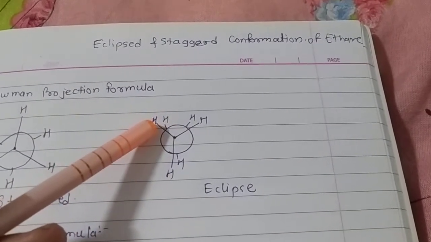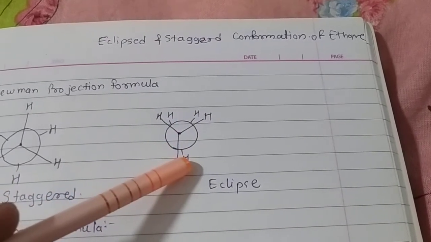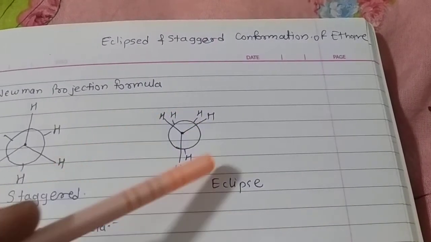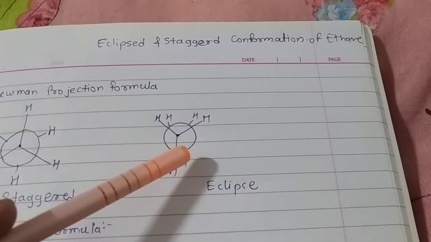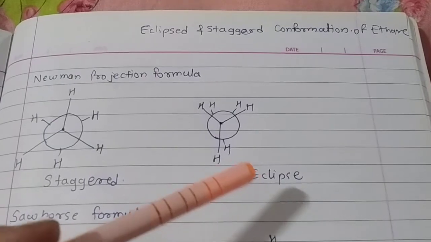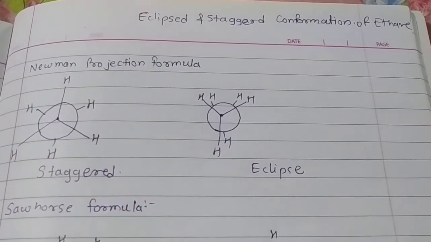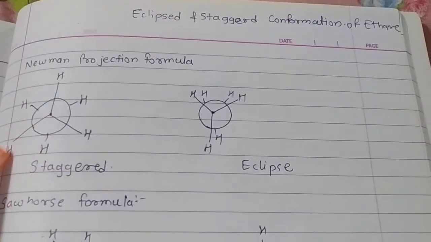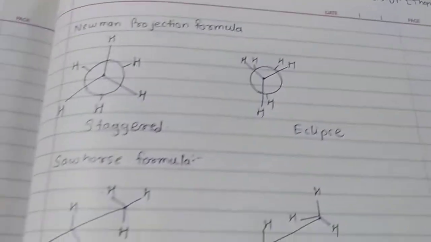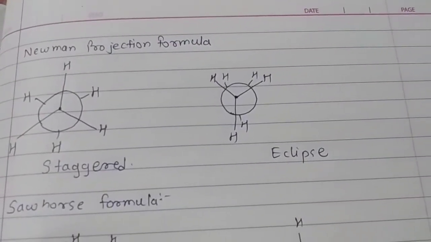So if you see, these hydrogens are near to each other, so this is less stable conformation of ethane, and it is eclipse. So in eclipse and staggered conformation of ethane, staggered is more stable because hydrogens are apart from each other. So this is about Newman projection formula.